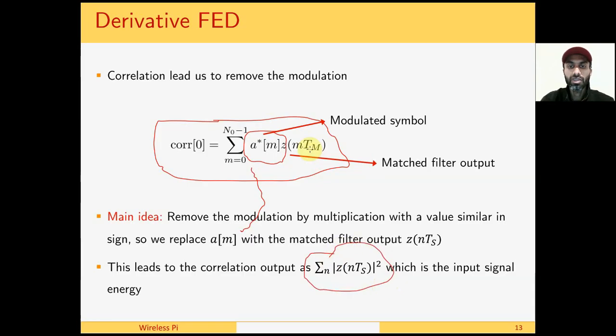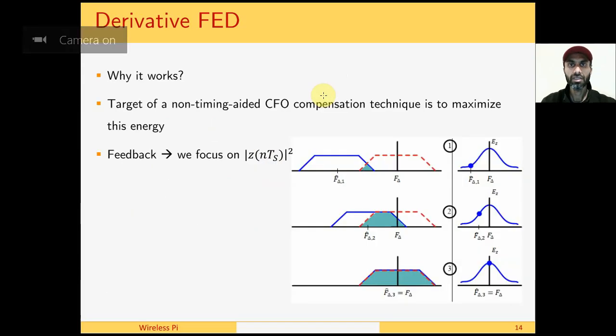One difference you will notice is that here the indices are mTm and here we have nTs. This is because we are not down converting to one sample per symbol anymore, and instead we are taking L samples per symbol and the counter is running on sample times. There is an intuitive reasoning why this maximization of the energy perspective works.